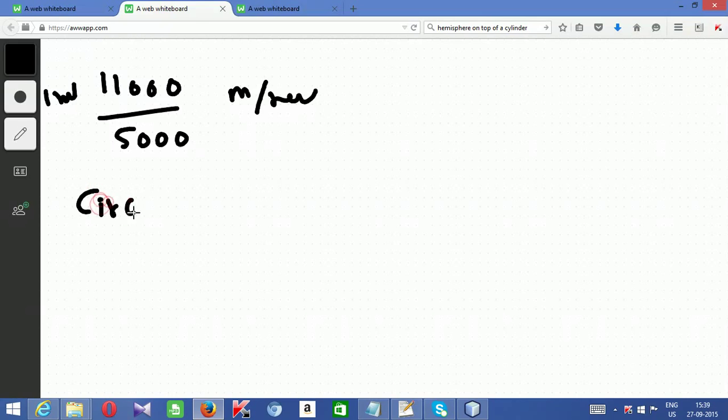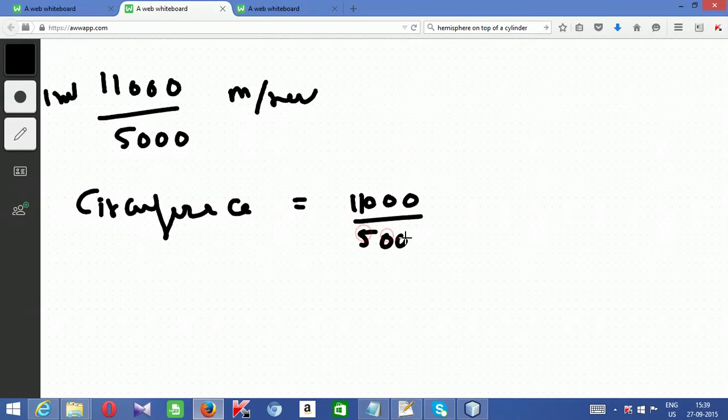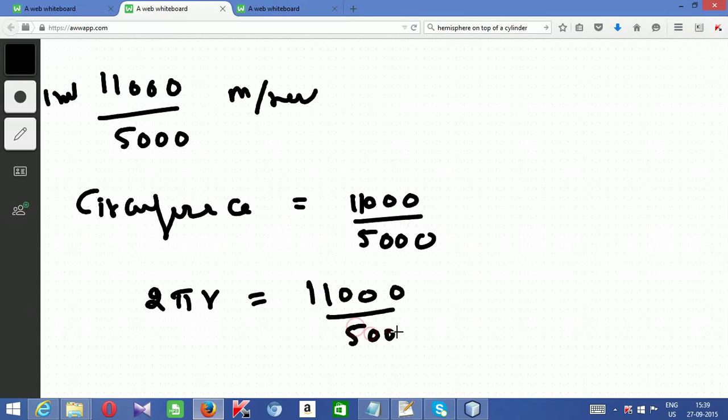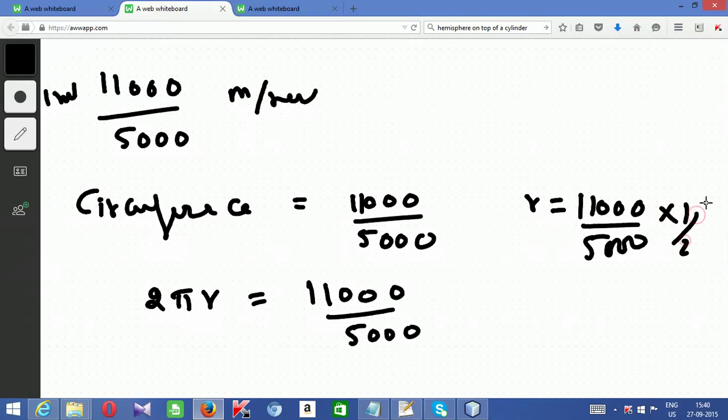So the circumference of the circle is equal to 11,000 by 5000. You know the circumference of the circle is 2 pi r, which is equal to 11,000 by 5000. This is the distance traveled for one revolution. So to find r, it will be 11,000 divided by 5000 into 1 by 2 into 7 by 22. Fine. If you see, I have not cancelled. So here it will be easy for us. You know that 11,000 and 22 have some relationship, obviously.